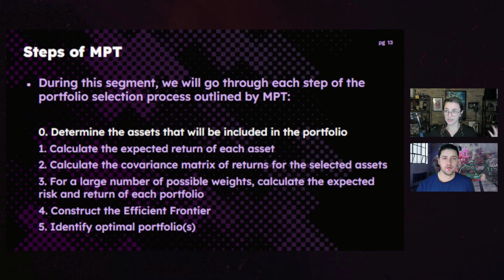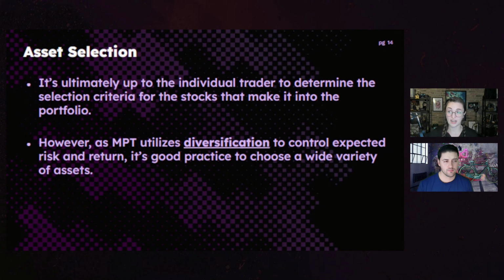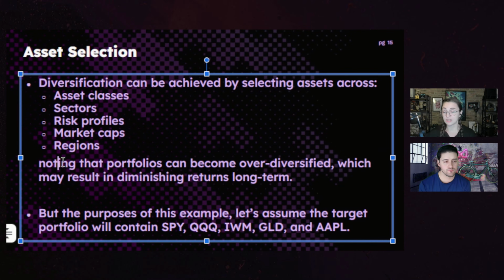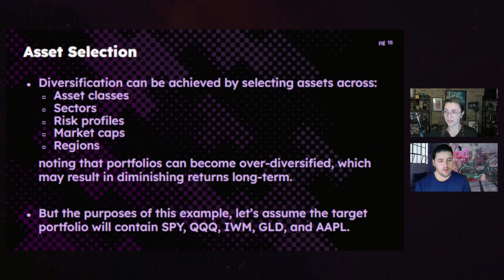We assume going into that you already have an idea of what assets you want to include. And there's a bunch of different ways that you can go about personalizing that process. Really, it's up to you to determine the selection criteria for what goes into a portfolio. But because modern portfolio theory uses diversification to control exposure, it's pretty good to pick a wide variety of assets. Specifically, we've talked about diversification before, but assets that span a variety of asset classes, sectors, risk profiles, market caps, regions, for example. Noting that portfolios can also become over-diversified, which can result in diminished returns long-term, but we still really want a good amount of diversification. When I say good, it depends on you and your personal goals.